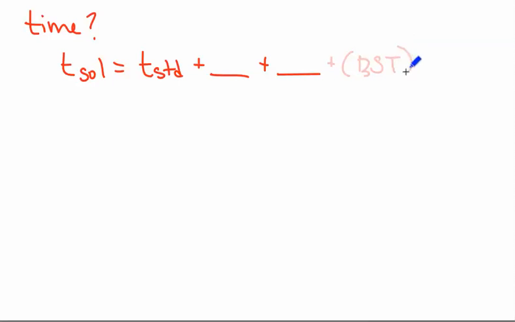This is daylight savings time. So let's undo that real quick. Okay, so you see here that I've got T solar, and the solar time is equal to the T standard time plus any correction that I have from the equation of time and any correction that I have from the longitudinal correction. And then if we are in daylight savings time, we're going to need to subtract 60 minutes, yes.